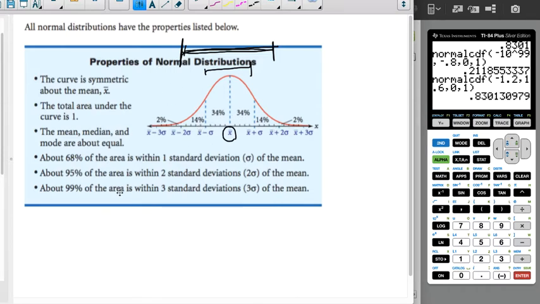And then 99% of the data falls within 3 standard deviations. So when you hear that you're in, for instance, the 99th percentile of something, that means you're the person over here that doesn't even fall within 3 standard deviations, right?